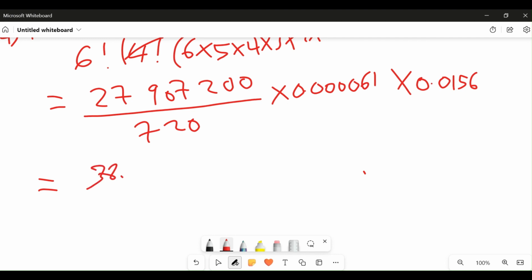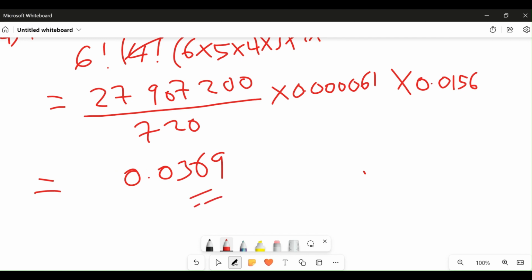That gives us 38,760, times the product of 0.00061 and 0.0156. Let's do the product all together to save our time. When you multiply everything here using your calculator, your probability will be 0.0369.